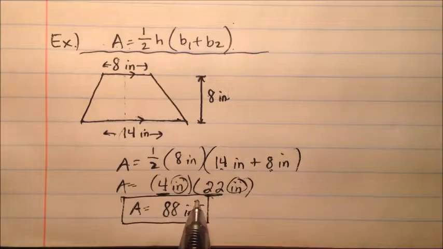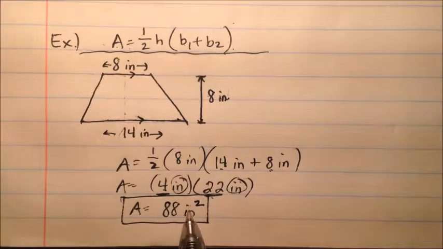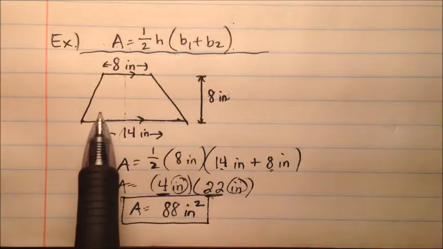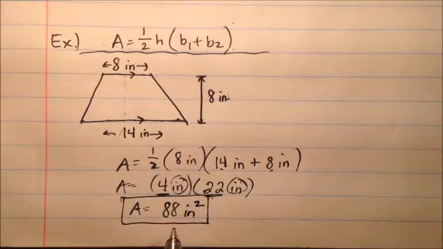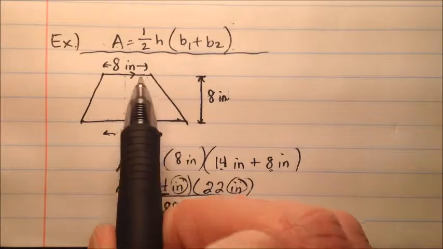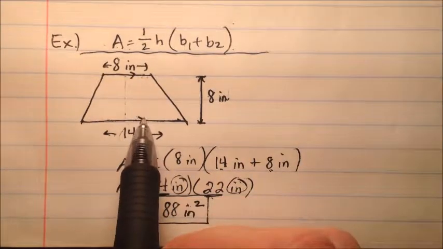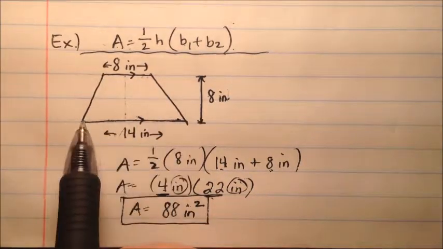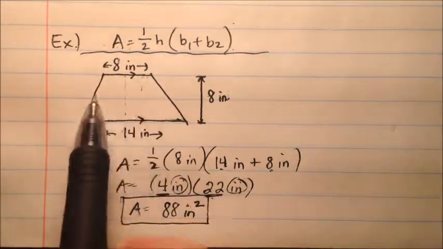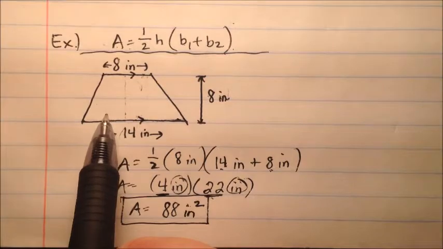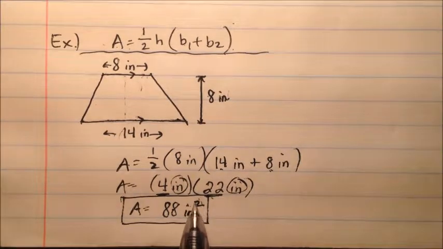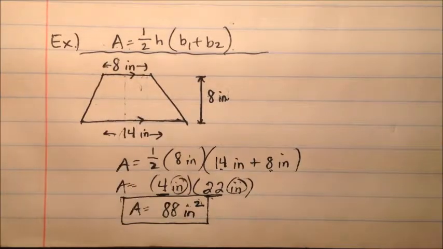Why are the units squared here? Because remember, when you're finding area, you're finding the number of non-overlapping unit squares that will fit inside here. So if this is 8 inches high right here, we could put 8 little boxes from top to bottom. And 14 across, we could fit 14 little boxes across there, but just 8 across there. Anyway, you're going to fill this thing up with little 1 inch by 1 inch boxes, and there's going to be 88 of them. So we're saying 88 square inches is the area of this trapezoid.